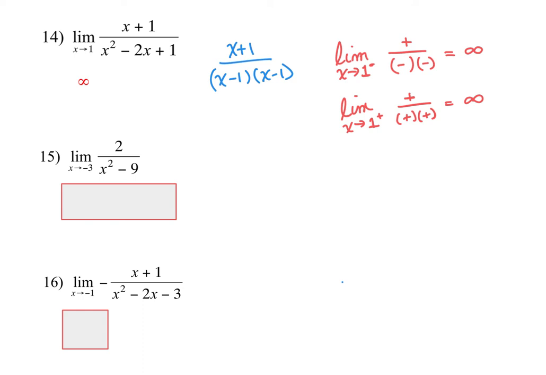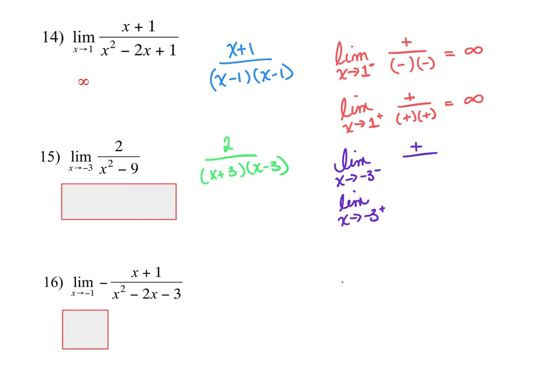All right, let's look at this next one. -3, can I just plug it in? No, that's a problem. I am going to factor to see if I can get rid of my problem. Can I get rid of my problem? I cannot. I am going to go through the same process because they are asking for the overall limit. So I'm going to go to -3 from the left, and I am going to go to -3 from the right. The 2 will always be positive. I'm just going to put a positive there.